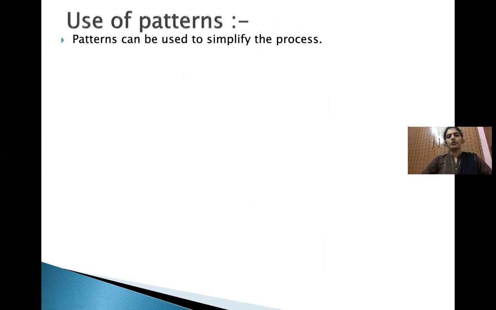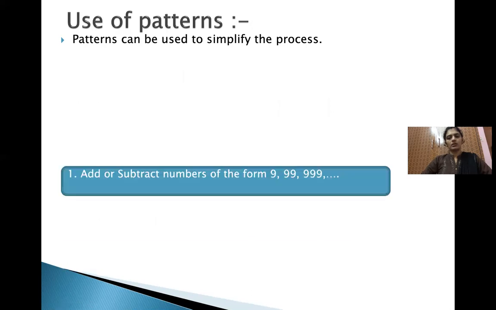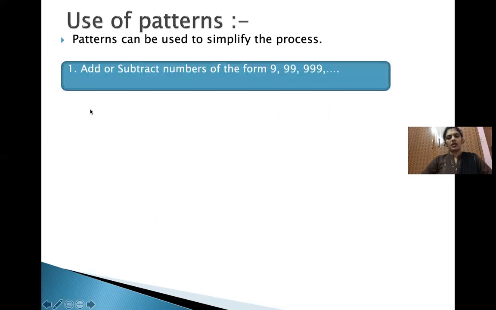Now patterns can be used to simplify the calculation. Let's see some applications of patterns. First, add or subtract numbers of the form 9, 99, 999. Here are the numbers. This 9 is 1 less than 10. 99 is 1 less than 100. And 999 is 1 less than 1000. So let's see how patterns are helpful in calculation.